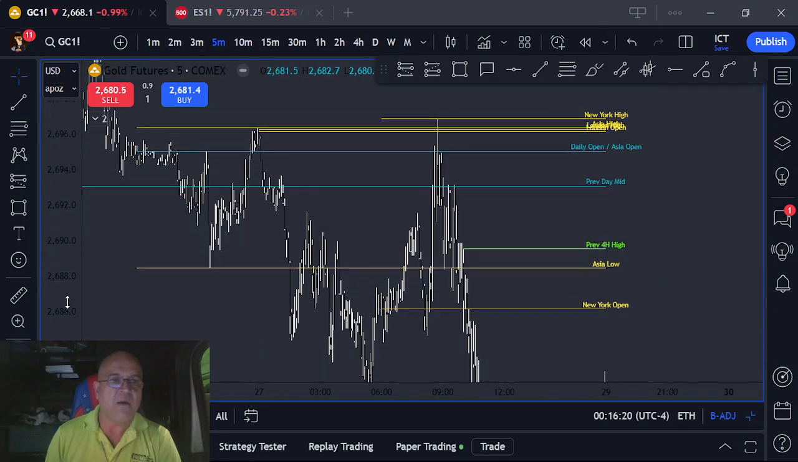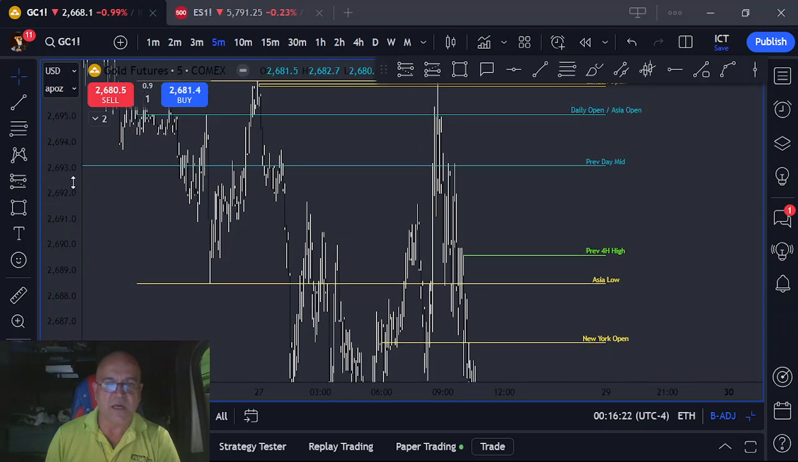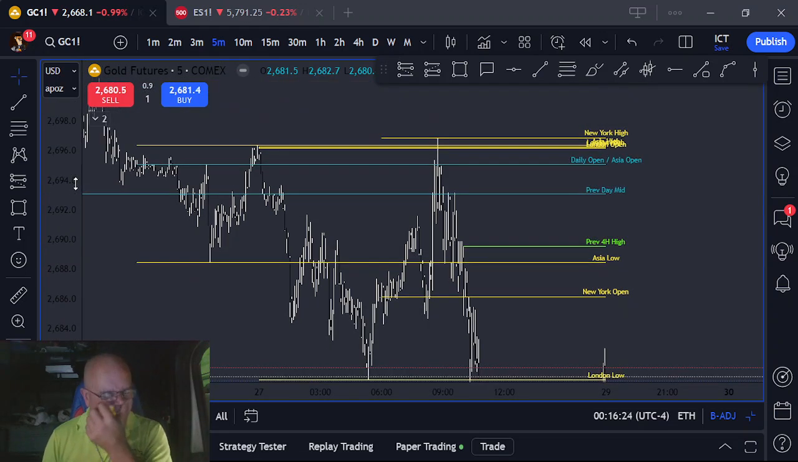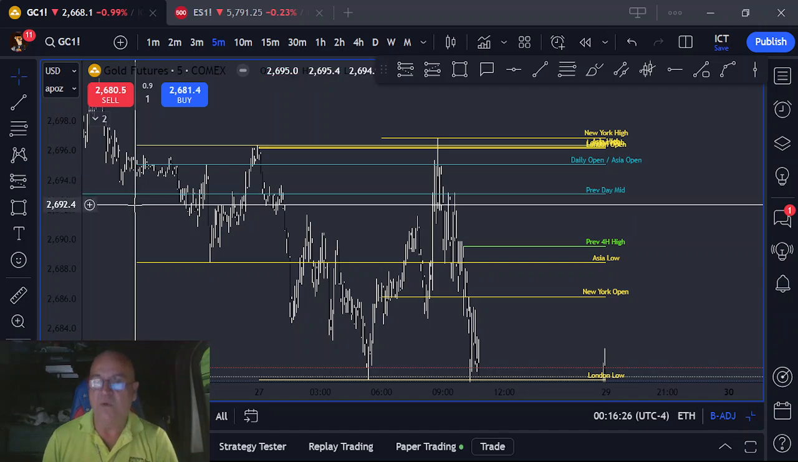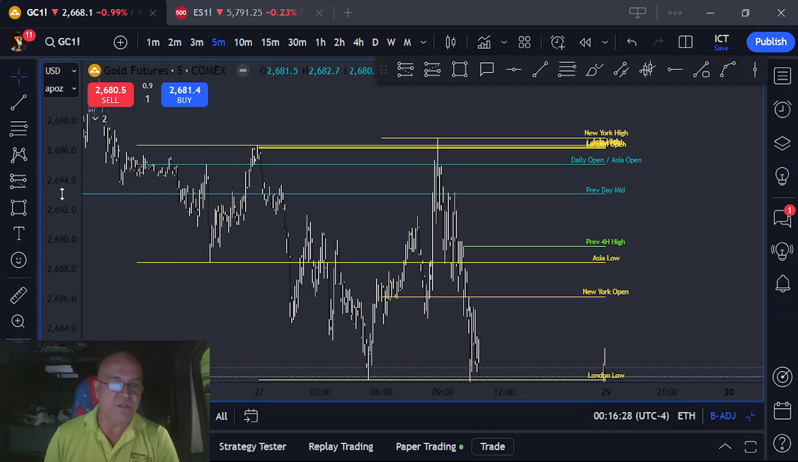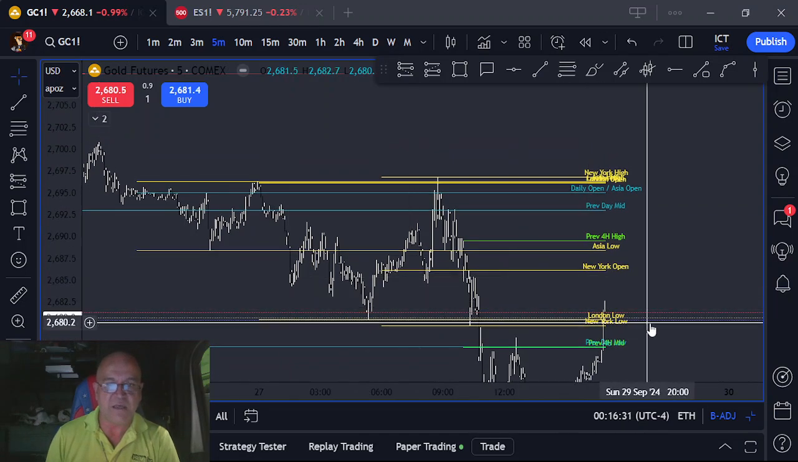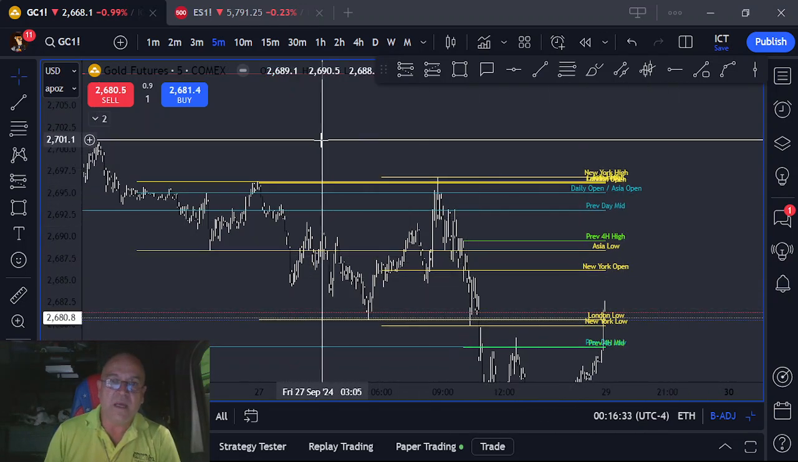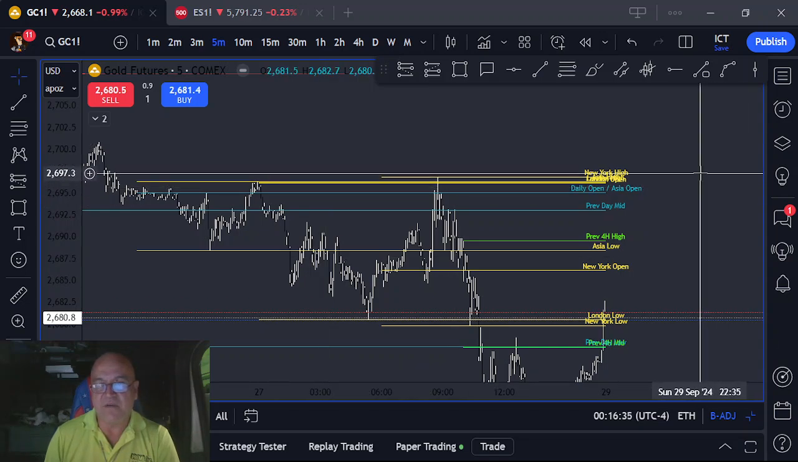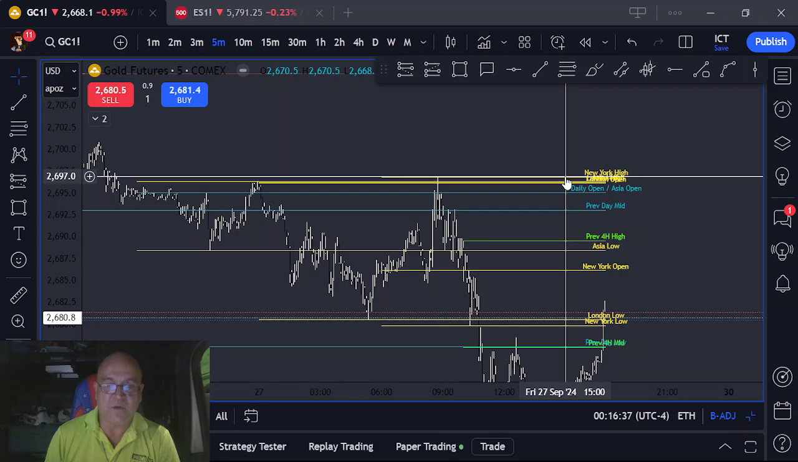Okay. This is gold because it is the only market I have not marked up yet. Everything else is already marked up, and we'll go over it. But I want you to see the process from beginning to end. And at the end of the week, I go back and I look at my trades.